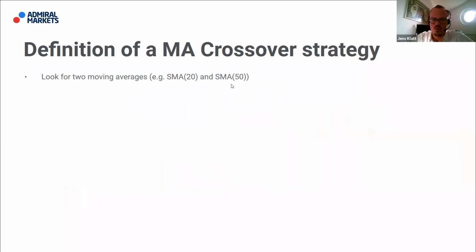SMA means nothing more than a simple moving average. 20 means we have 20 candles. We add them up and divide it by 20. You get a number, and then you do the same for 50 candles. You add them up, you divide it by 50. And you do this again and again and again, and based on that, you get a moving average.